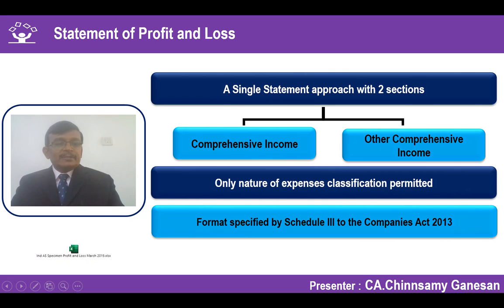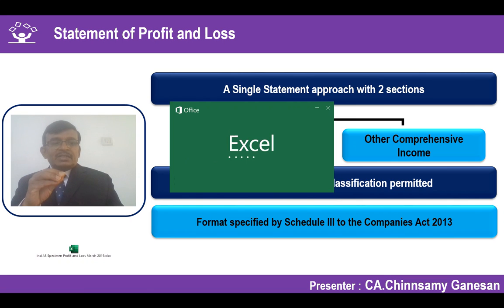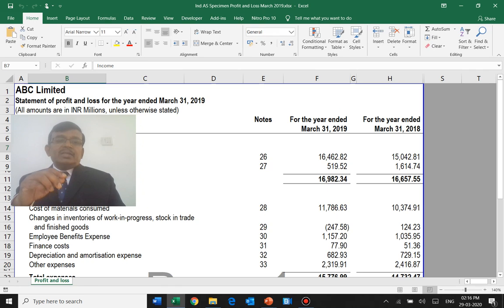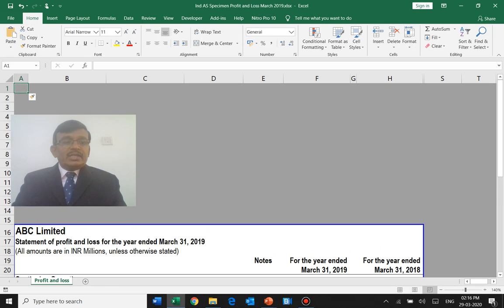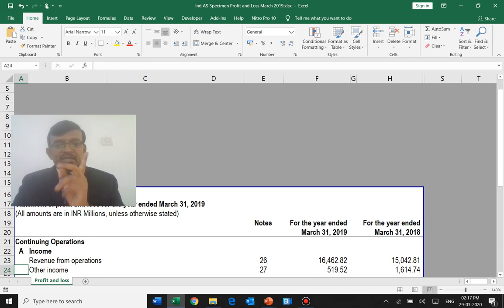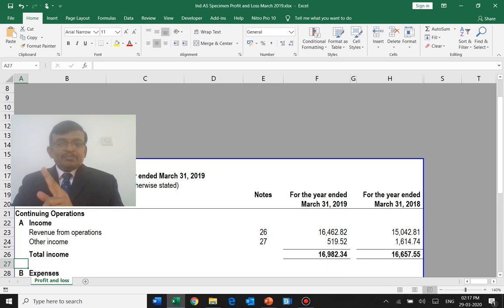Before we go into the next one, let us have a quick look at how the P&L has been presented by an Ind AS company under the single statement approach. You may see here that it is for the year ended, and it is for the same company for which we have shown a balance sheet, where we have shown a 3-year period: current period, comparative period, and date of transition. But here, only two periods have been given, that is the current period and the comparative period.